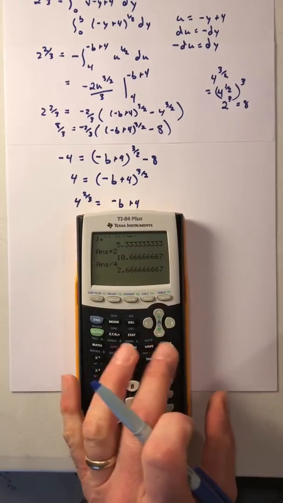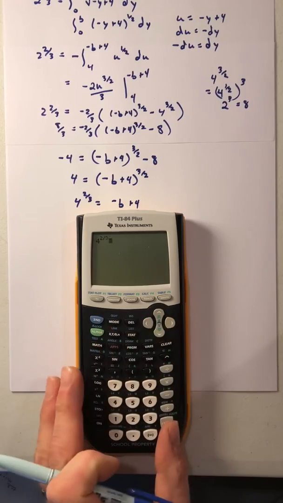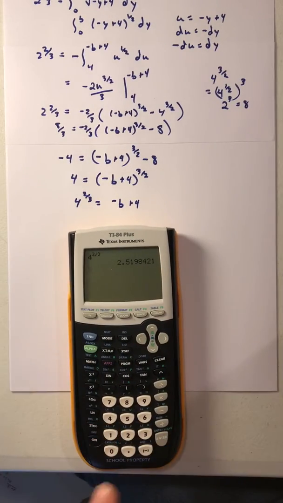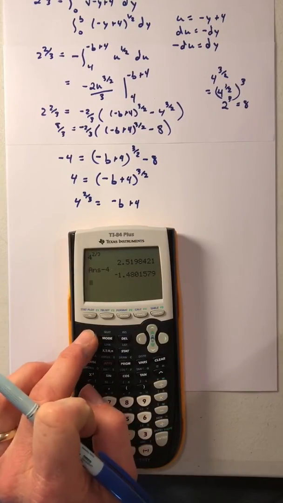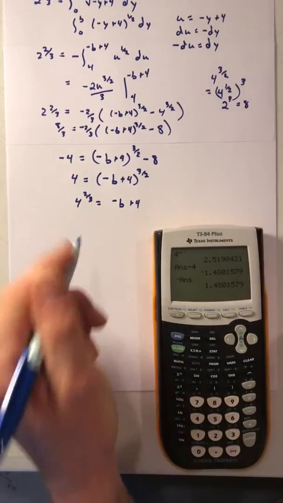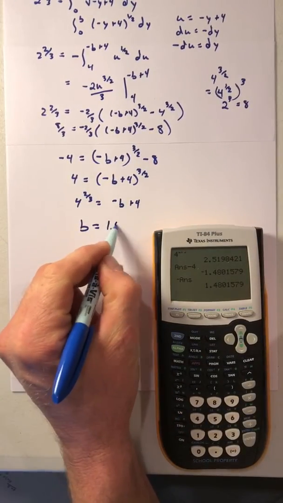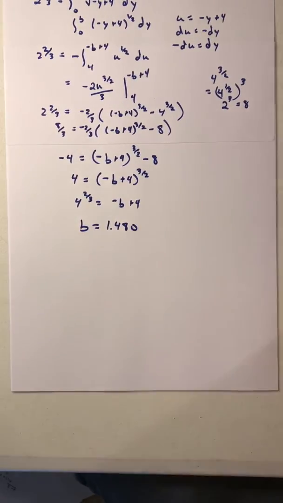I pull out my calculator at this point in time. 4 to the 2 divided by 3 is going to give us 2 and almost a half. We're going to subtract 4 from that, and we're going to take the negative of that, and we're going to end up with an answer of b equal to 1.480 to 3 decimal places. And that's a little more cumbersome of a problem. However, it's something that we can do. And that is being able to divide a region into 2 parts.